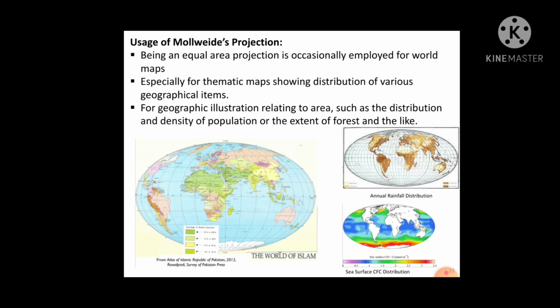And that is why, in the uses of this projection, if you want to write something: being an equal area projection, it is occasionally employed for world maps, especially for thematic maps showing the distribution of various geographical items, for geographic illustrations relating to area, such as distribution and density of population and the extent of forests, and likewise. So this projection is one of the good ones.